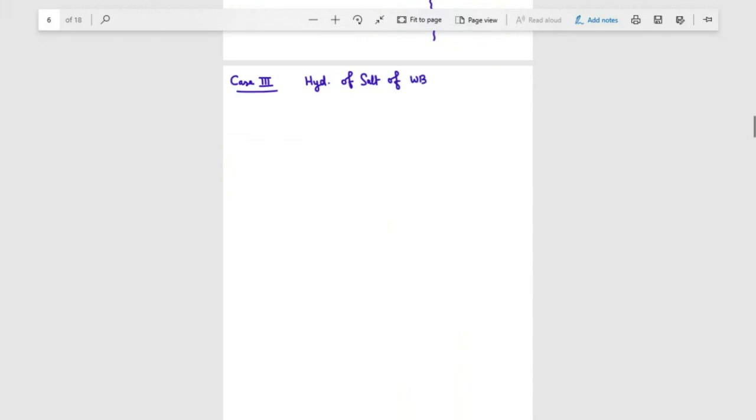In the same way, I can discuss the third case, which is very similar. This is also a revision of what we have studied in the second case, but in place of hydrolysis of anion, there is hydrolysis of cation. So here we are discussing case 3, hydrolysis of salt of weak base and strong acid.